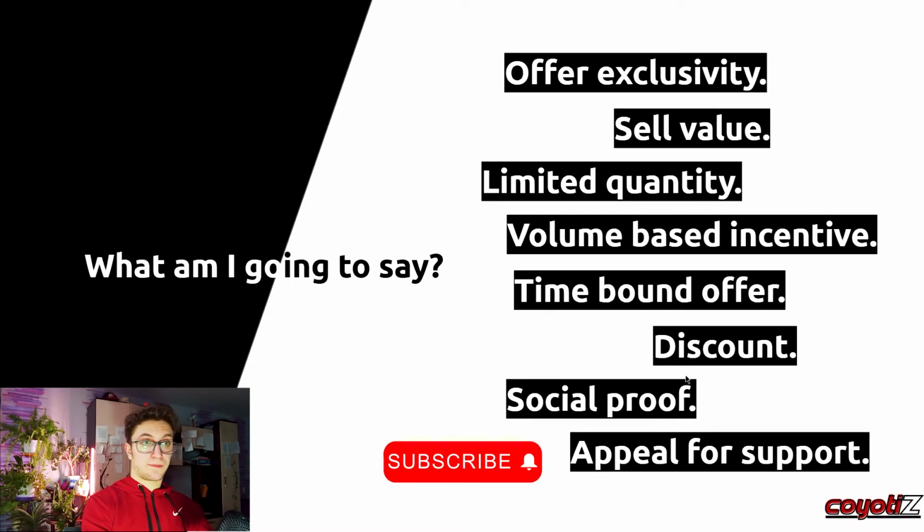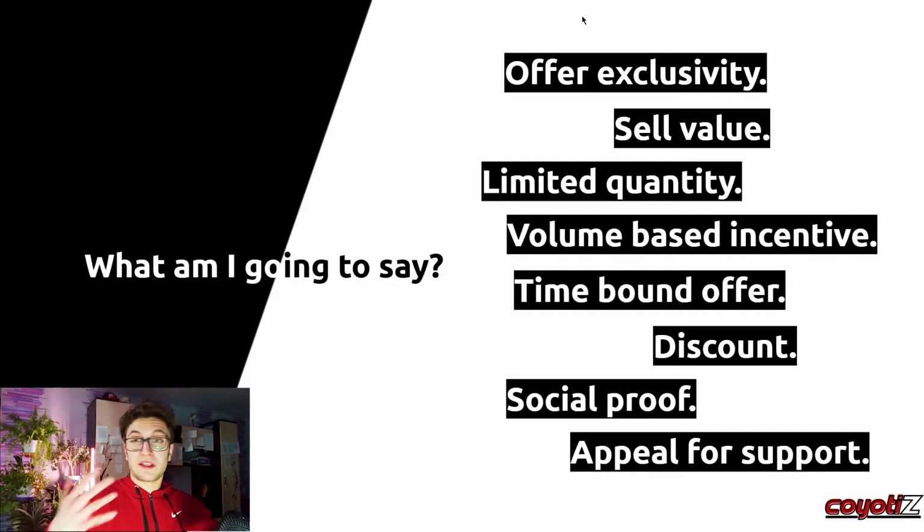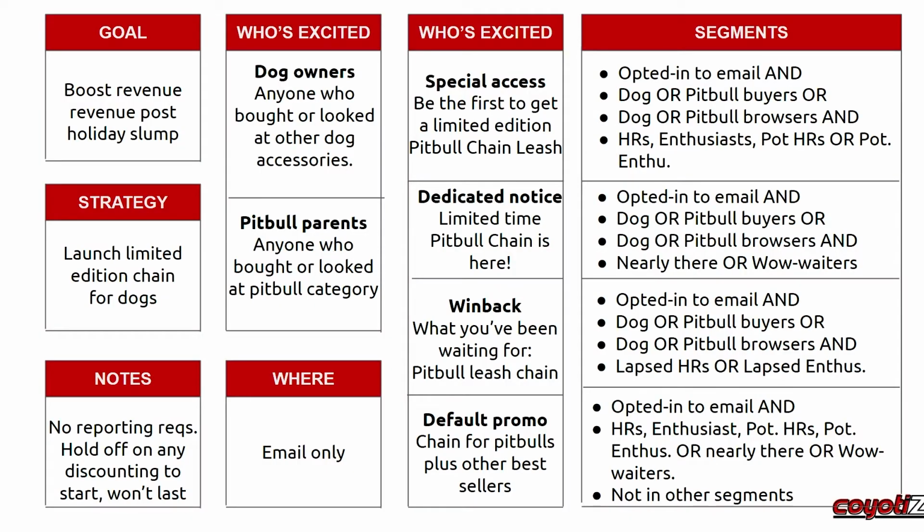What am I going to say? You really need to understand what you're going to base your copy on. Is it going to be offer exclusivity? Sell value, limited quantity, so there's some scarcity. Volume based incentive, by this I mean some scarcity, you're basically running out of stock. Time bound offer, discount, social proof. I would also put some authority maybe, and appeal for support.